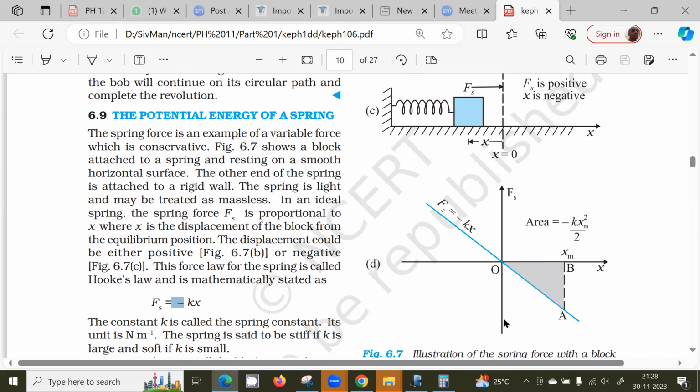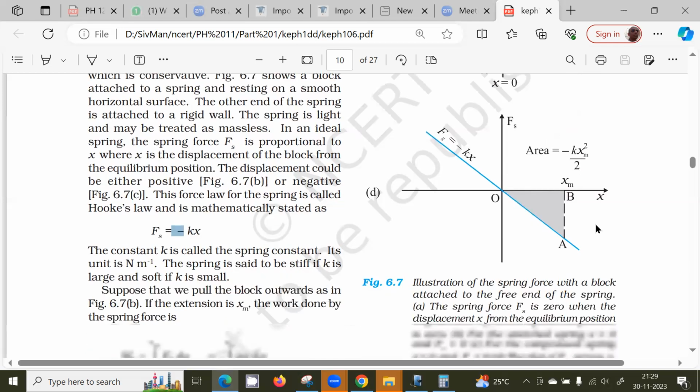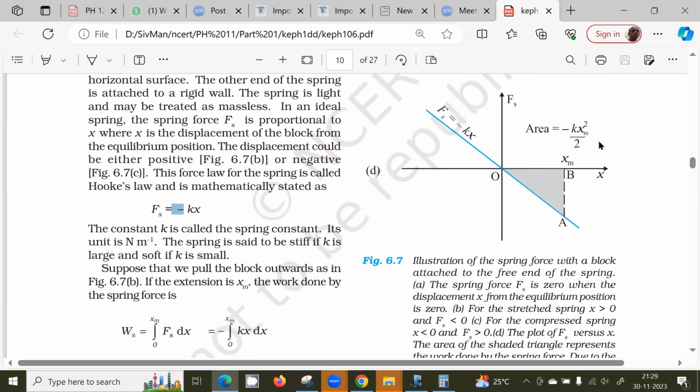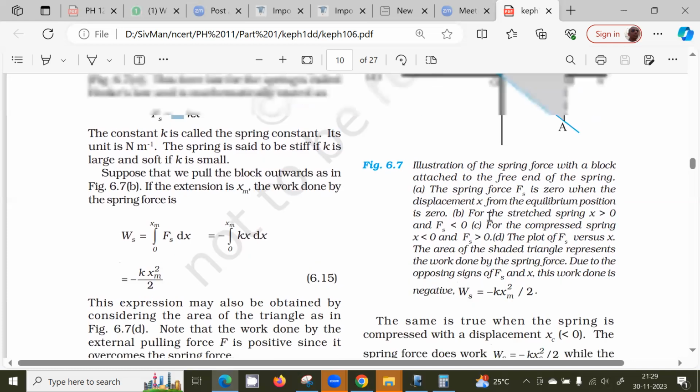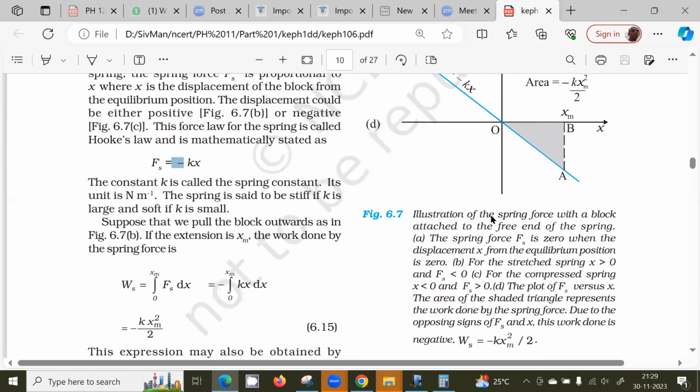And the work done against this force, or by this force, is the area under the curve, which will be half into base xm into height, and this value is k into xm. Because the y value is kx, and the value of x is xm, so this height is kxm. So half into base into height is half kx square. So this is basically the spring potential energy. Gravitational potential is mgh, and spring potential energy is half kx square.